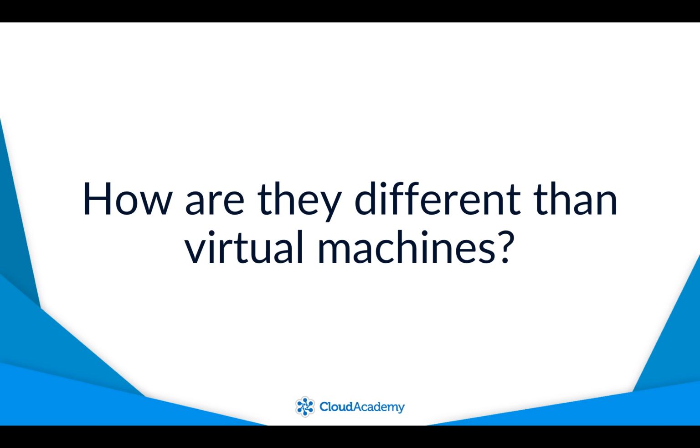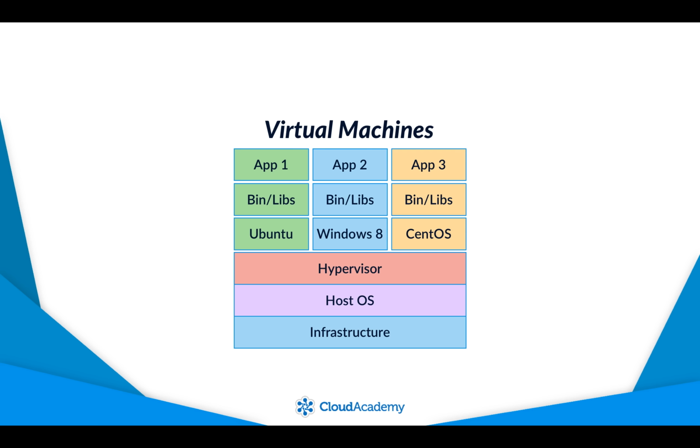So a lot of people ask this, how are they different than virtual machines? Virtual machines run on top of a hypervisor, and the hypervisor emulates a computer's hardware. So every virtual machine has to include a full operating system because it's going to run on this fake hardware. And that can take up a lot of space.